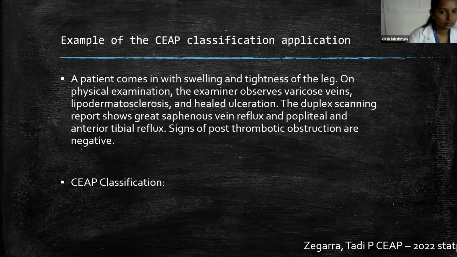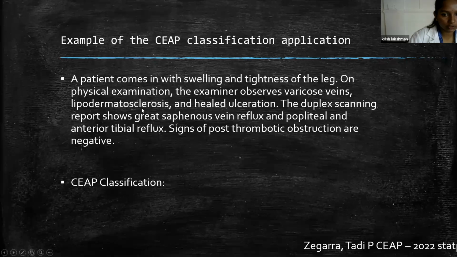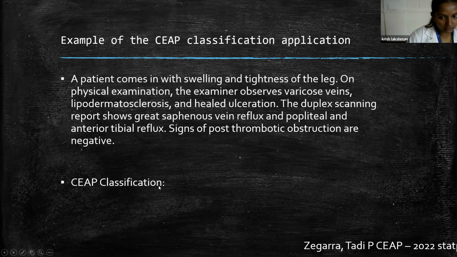So, I would like one of you to classify this. A patient comes with swelling and tightness of the leg. On physical examination, there are varicose veins, lipodermatosclerosis, and healed ulceration. The scan shows great saphenous vein reflux and popliteal and anterior tibial reflux. Signs of post-thrombotic obstruction are negative. So, what is the classification which we make out here?